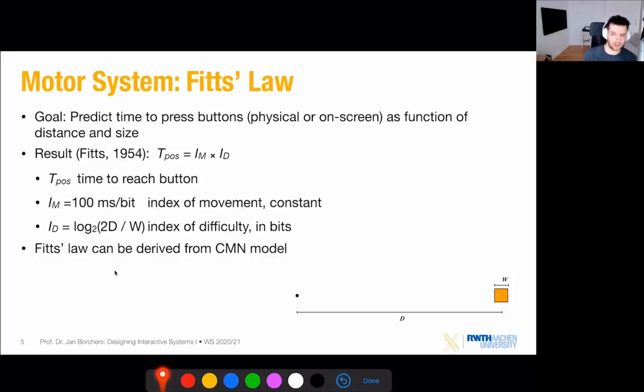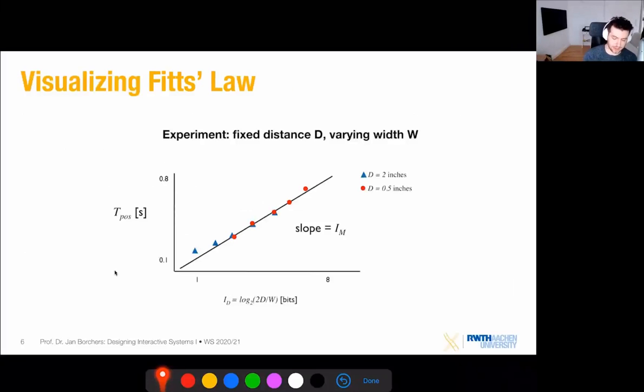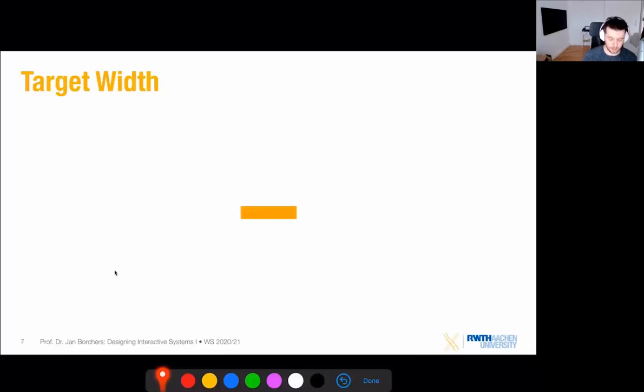You can also look at the CMN model, which we had in the lecture, and derive Fitts' law from this, but we won't do that here yet. And you can see that if we take this index of difficulty and put it on a scale like this, there's a linear increase, which suggests that the logarithm we took here is correct. Okay, so let's look at the width of the target, because this is something you need to figure out correctly in the exercises.